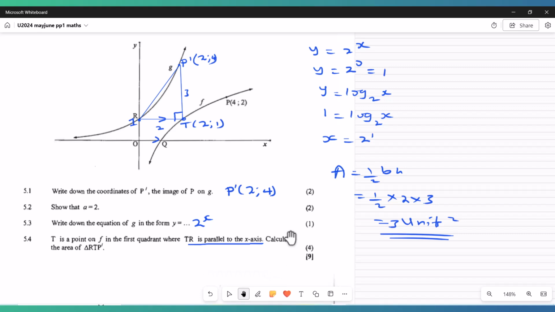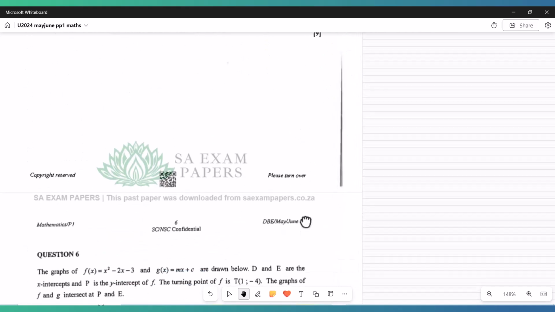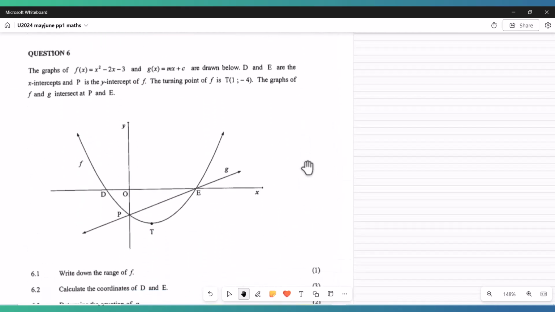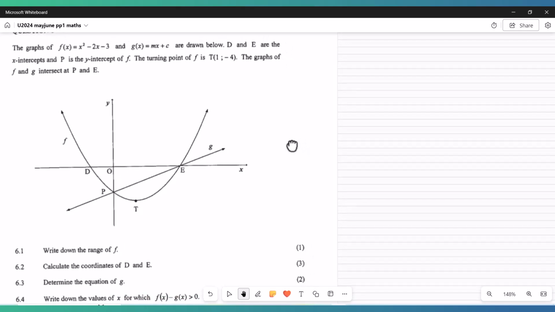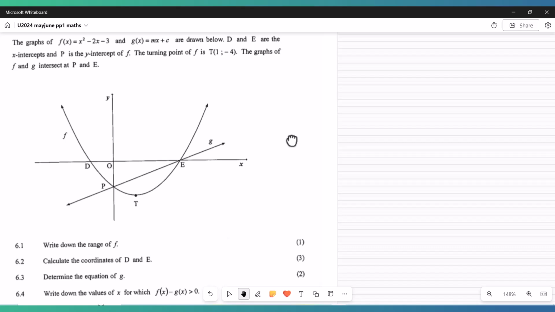Next question here. That is question 6. Question 6 says here that the graphs of f(x) equals x squared minus 2x minus 3 and g(x) equals mx plus c are drawn below. D and E are the x-intercepts and P is the y-intercept of f. The turning point of f is T (1, -4). The graphs of f and g intersect at P and E. So they intersect at P and E. This E and P, okay?